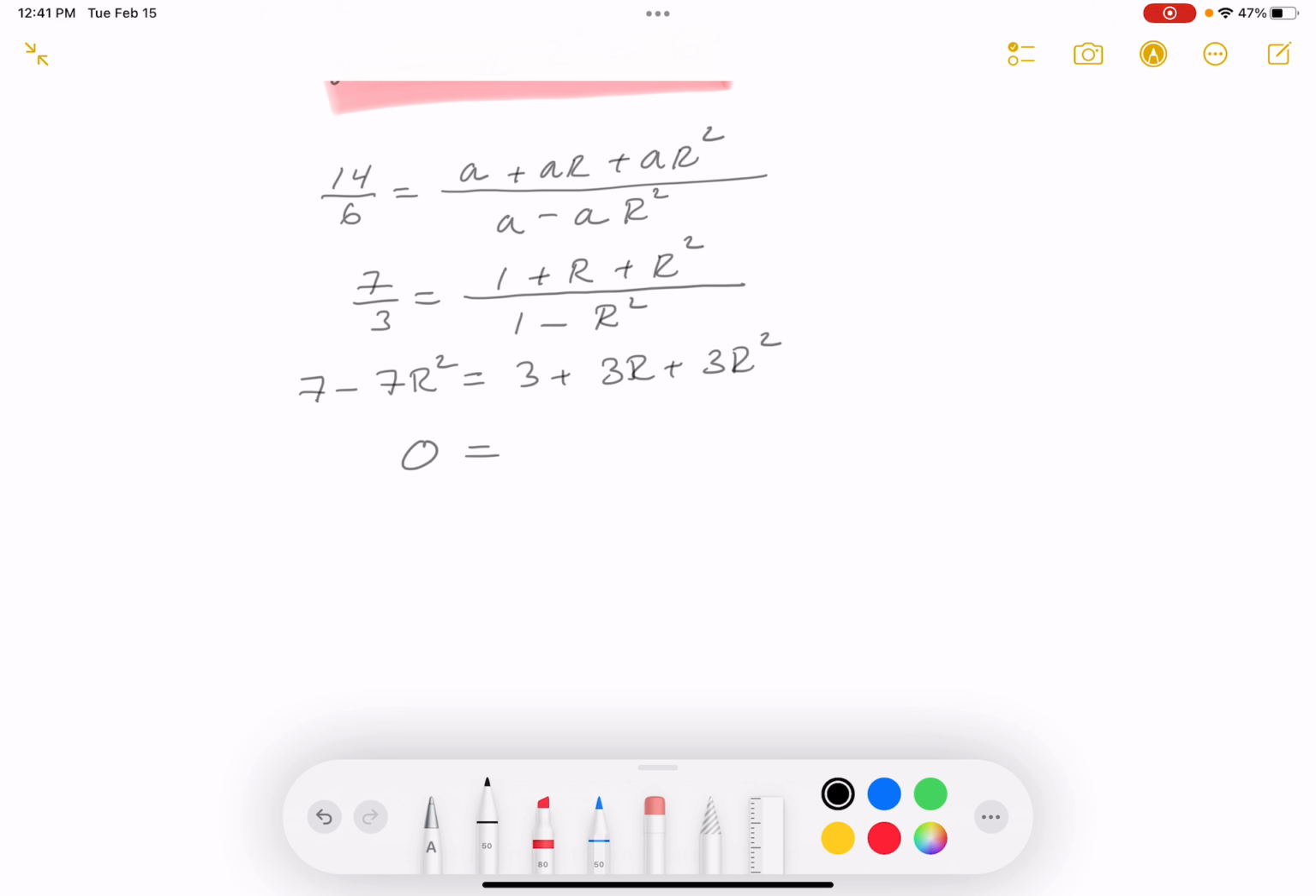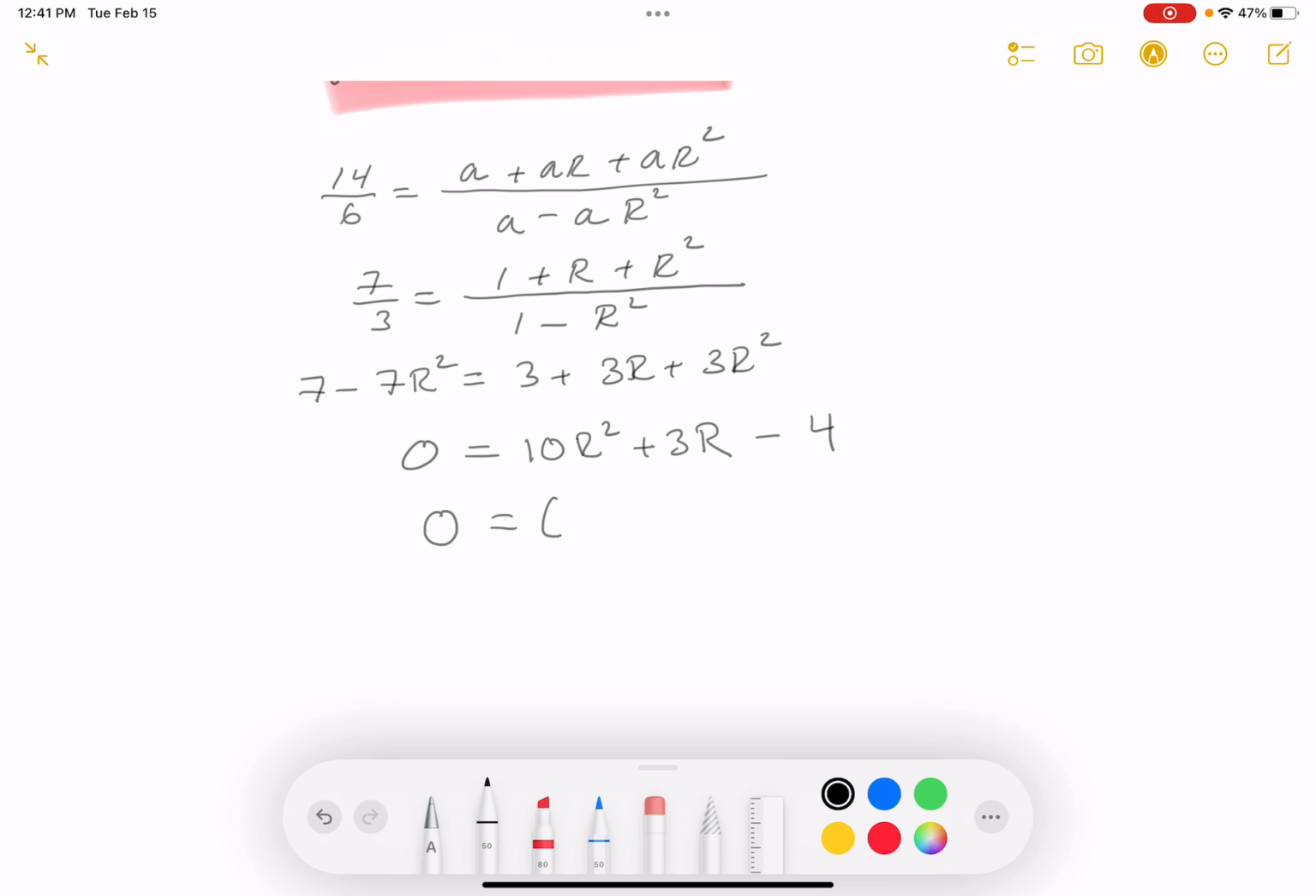And let's see what I got over there. You can get 10R squared. And then you get plus 3R. And then you're going to get, let's see, minus 4, right? Let's see if I did that right. So 7 and 3 is 10. That's 10R squared. You get 3R, and then 3 minus 7 is minus 4. Good. Let's see if we can factor it.